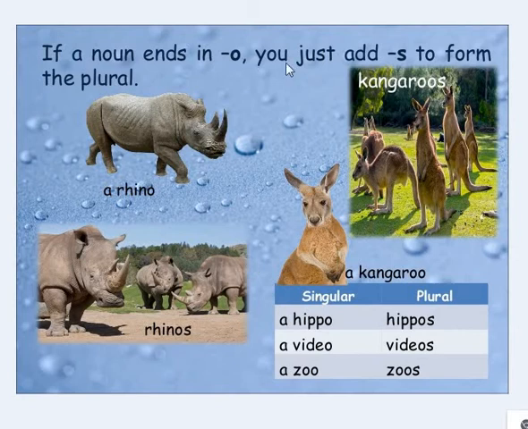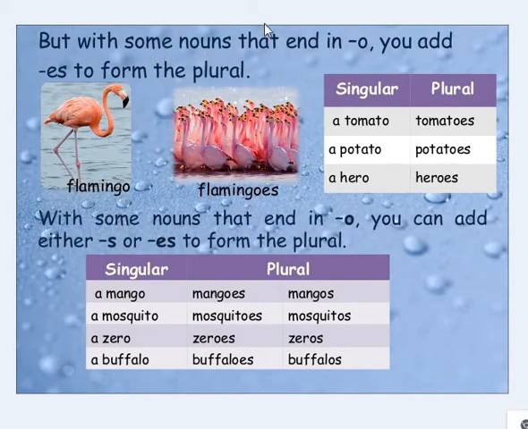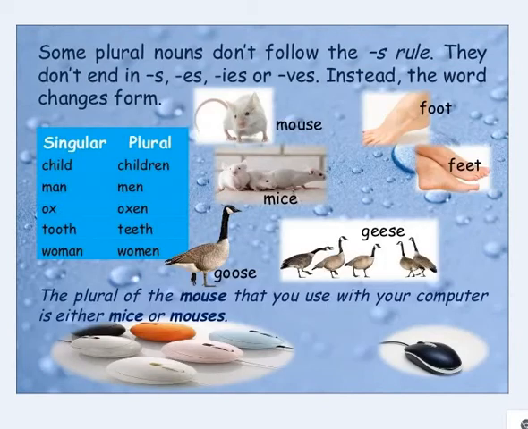If the noun ends in o, you just add s to form the plural. Rhino, rhinos. Kangaroo, kangaroos. Hippo, hippos. Video, videos. Zoo, zoos. But with some nouns that end in o, you add es to form the plural. For example, flamingo, flamingos or flamingoes. Tomato, tomatoes. Potato, potatoes. Hero, heroes. Mango, mangoes. Mosquito, mosquitoes.